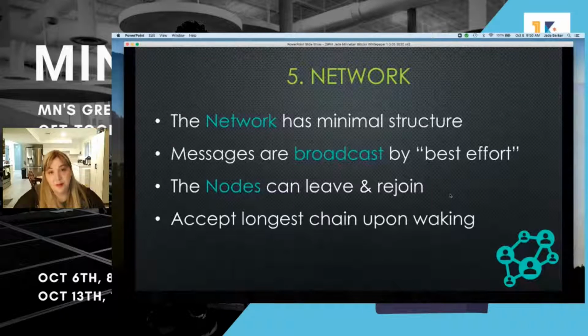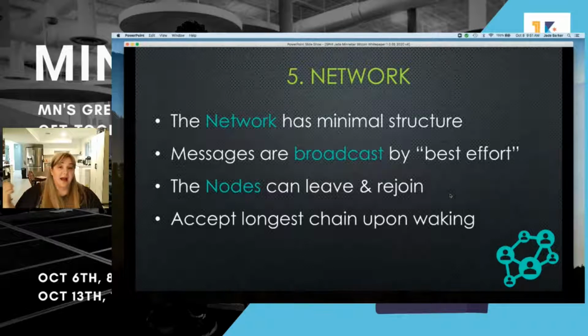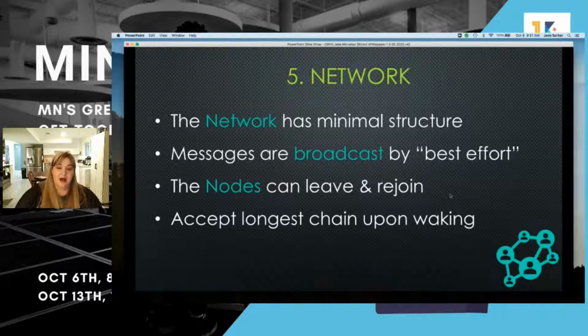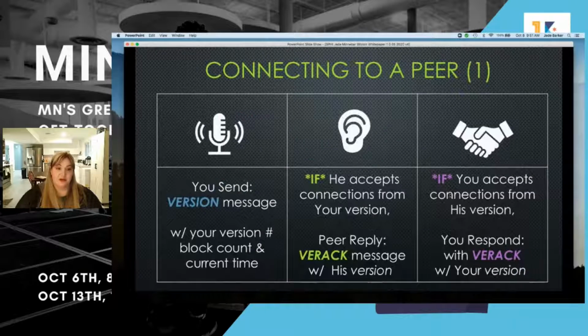So the network pieces of Bitcoin and distributed ledger, that's the distributed part, right? Essentially there's minimal structure to it. Messages are just broadcast on best effort. If you're not there to pick up, it's not a big deal. When you wake up, I'll tell you what I had and all your friends will tell you what they had, and you'll just accept the longest chain and get caught up. It's not a big deal. So you can absolutely leave and join.